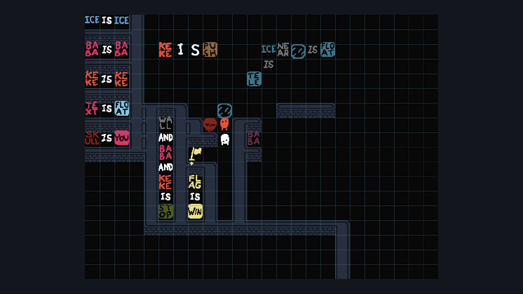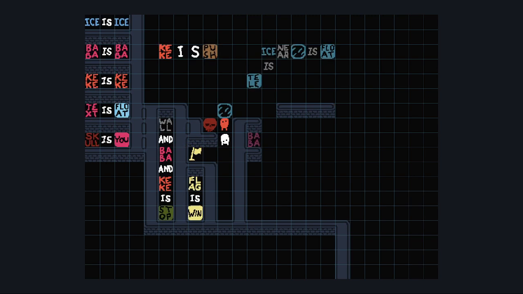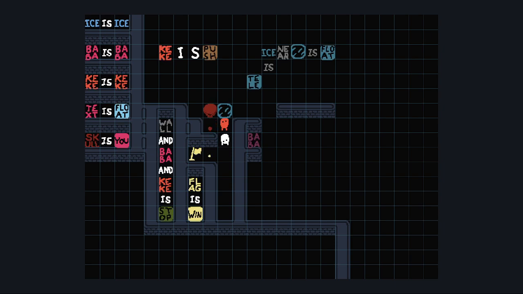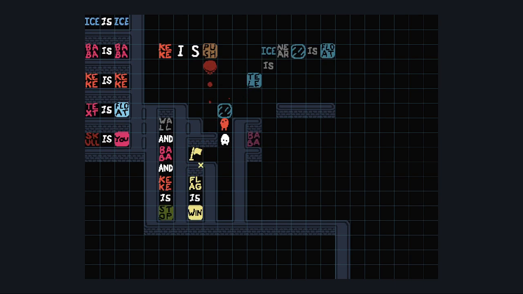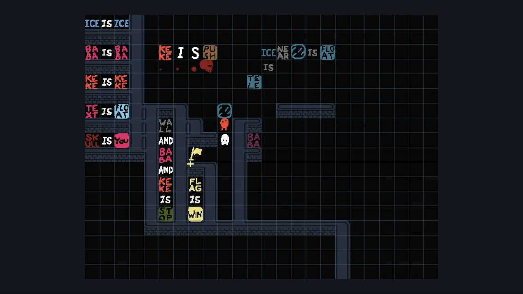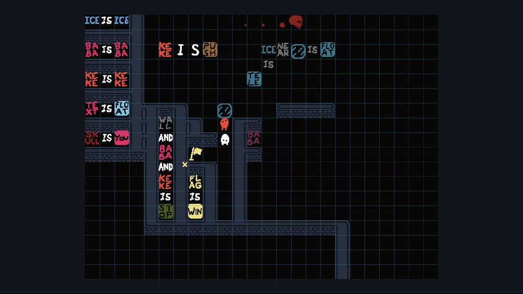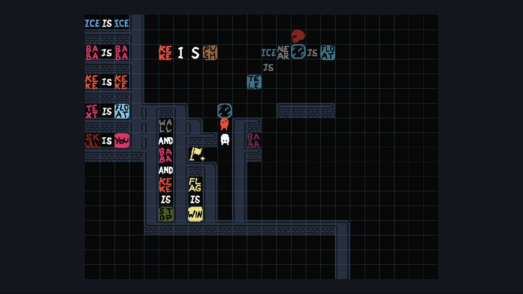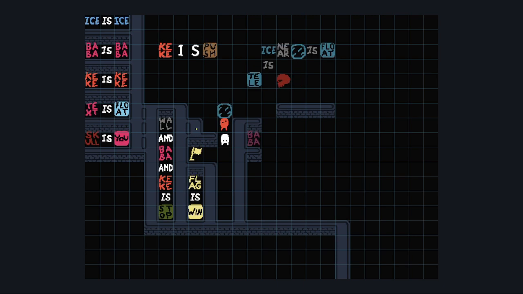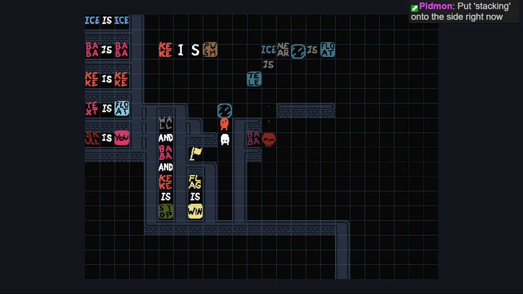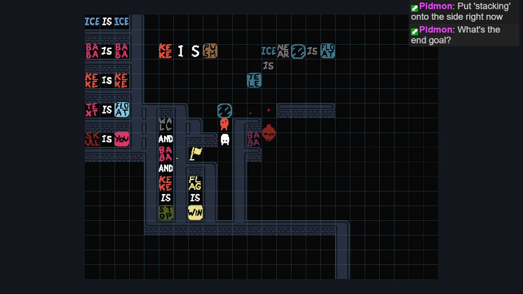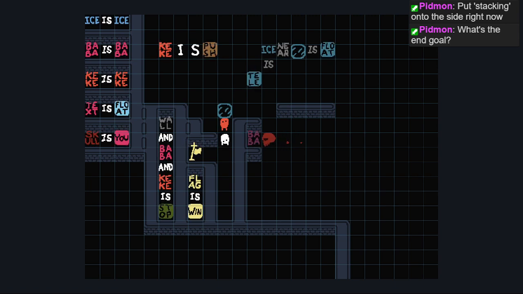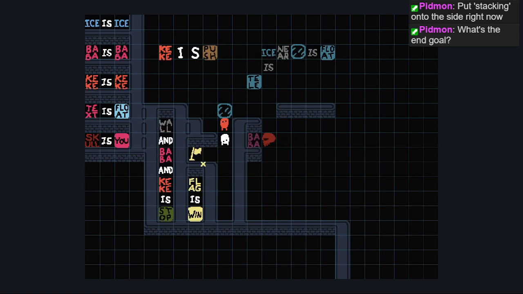Do you have any ideas of where to go next? Because I feel like stacking stuff is useful, but it feels like I'm missing something. What can we stack here? We can stack KK and KK. We can stack potentially ice and KK, or KK and ice, so that they're both push, or they're both tele or something, but I don't know how useful that'd be. There's Baba, but we can't stack anything on Baba because we would have to push something over there, and it's pretty stuck.